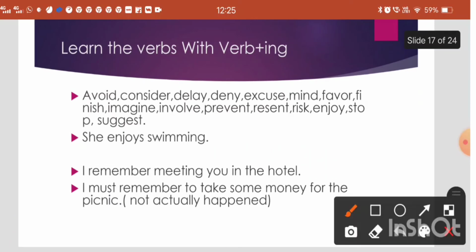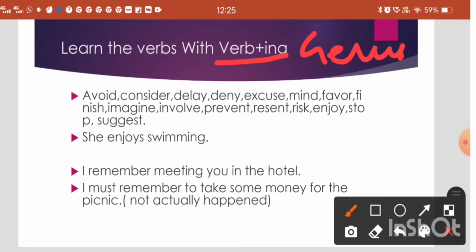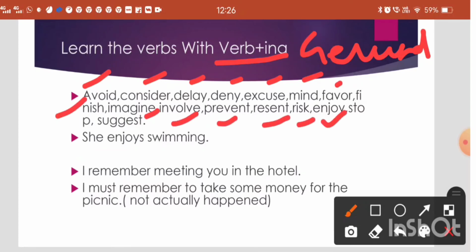There are certain verbs which are used with verb plus ing, means gerund only, or generally they are used with gerund. What are those verbs? Avoid, consider, delay, deny, excuse, mind, favor, finish, imagine, involve, prevent, resent, risk, enjoy, stop, suggest. For example, she enjoys swimming. So after enjoys, I have used here gerund.